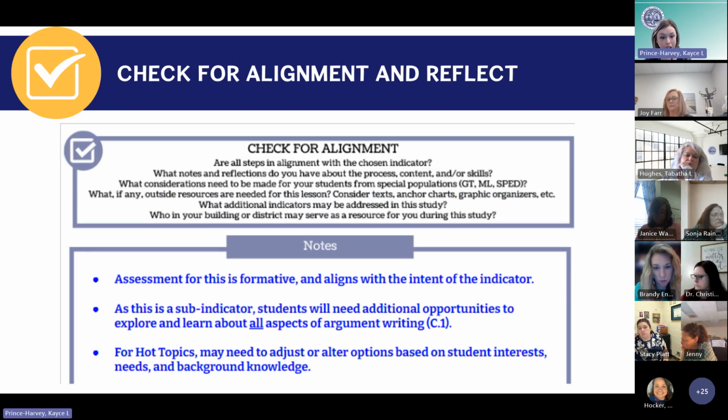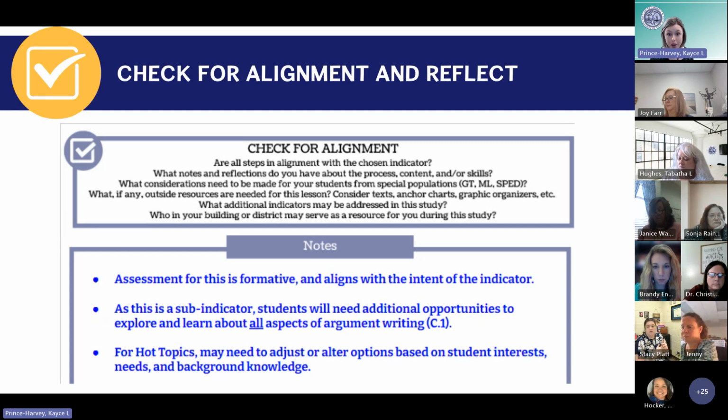And then lastly, we check for our alignment. So checking for alignment, we want to see if all steps are in alignment with our chosen indicator, what additional resources we might need, who else we might need to bring into that conversation. I know some people mentioned special populations earlier. So in this case, I've said assessment for this is formative. It's going to align with the intent of the indicator.